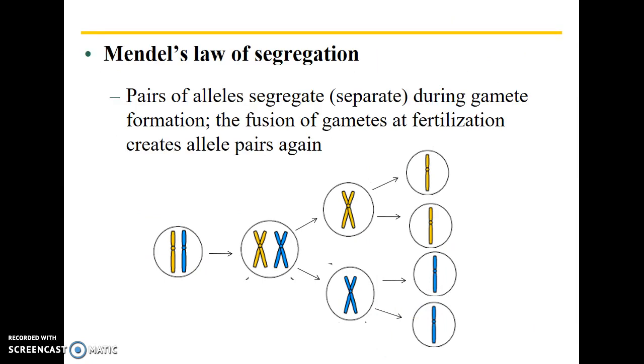Mendel's law of segregation states that pairs of alleles segregate or separate during gamete formation, during the formation of sperm and eggs, and then the fusion of gametes at fertilization creates allele pairs again. So what we have here is homologous chromosomes undergoing the process of meiosis after they create their sister chromatids. I'm going to pause here.